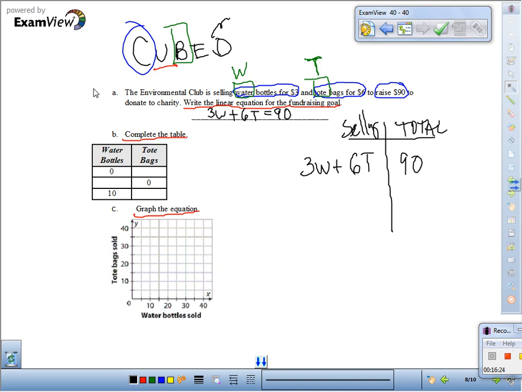So we're done with part A. Let's go to part B. Complete the table. Okay. Now pay attention to this part. Look up, please. Here they give me this one 0 and then this one 0. And I remember Ms. V covered this X and Y intercept with you guys, right? Remember that? Where you substituted 0 to each?